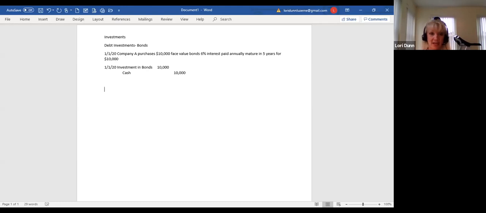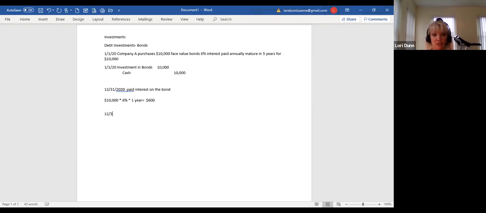Now, what's going to happen for company A each year over the next 5 years? Well, they're going to be paid interest on the bond. So now they're on the receiving end of this interest. So how much are they going to be receiving? Principal or face amount 10,000 times that contract rate of interest of 6%. Since they get it once a year, our time is 1 year. So they're going to be receiving $600 in cash.